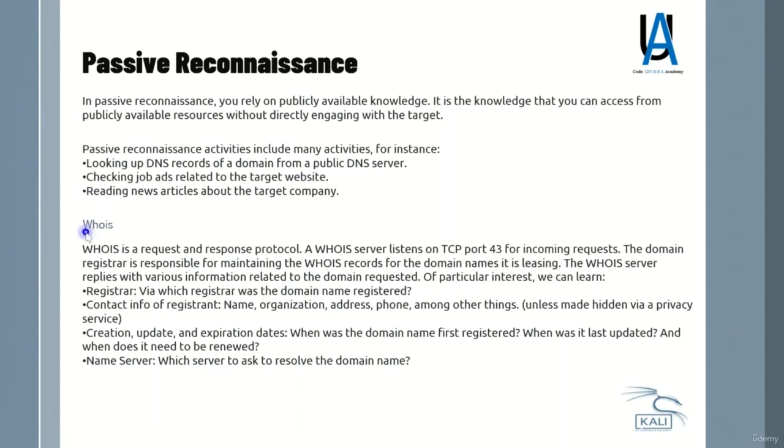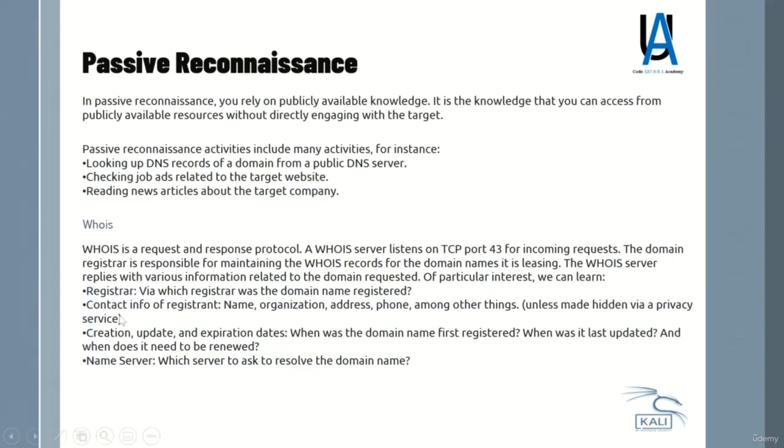Okay, the first method of passive information gathering is whois. Whois is a request and response protocol. A whois server listens on port 43 for incoming requests. The domain registrar is responsible for maintaining the whois records for the domain names. Basically, students, whois is a database from which you gather different information about your target system, and actually the domain registrar is responsible for maintaining the whois record. Okay, you can gather all this information from the whois database.